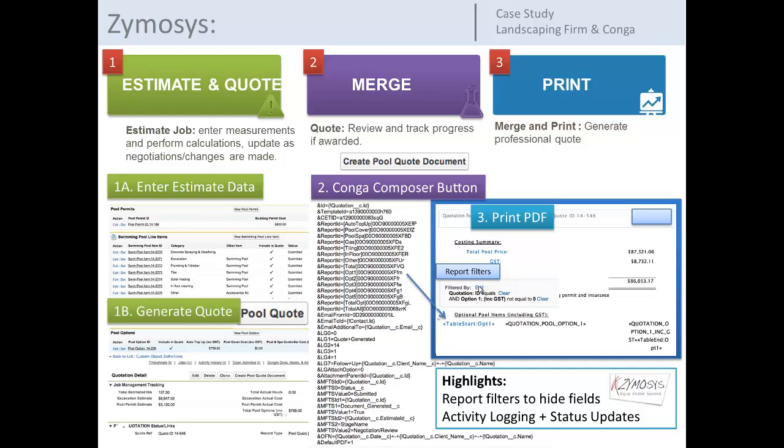So using this Conga Row Burner technique, it gives us the ability to filter out information in each row that doesn't have any data. So you might see there, just under that step 3 print PDF, a little box called report filters. What we're doing there in that option 1 row is filtering out that entire row of information if there is no value in it.